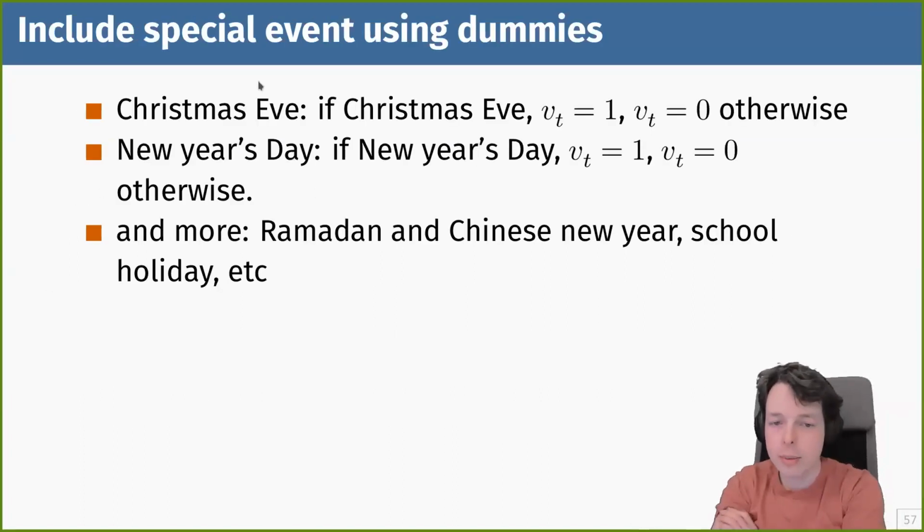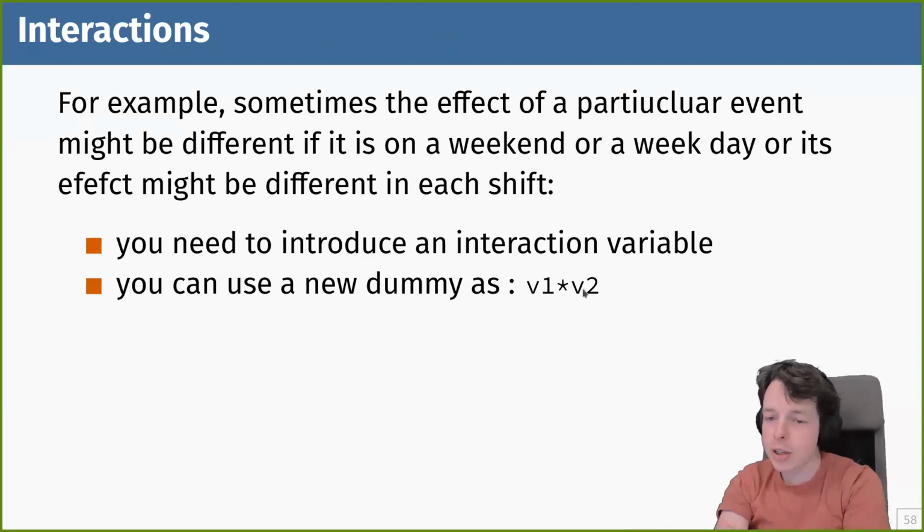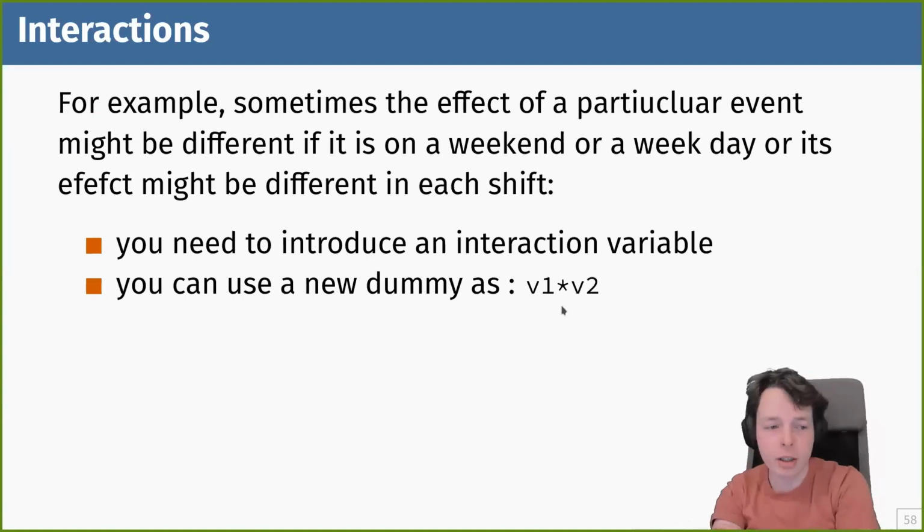So here's some examples of holidays that you might use with a dummy variable. If it's Christmas Eve, then set the value of the holiday to be 1, otherwise use 0. You can also do this for New Year's Day, Ramadan, Chinese New Year, all sorts of different holidays with dummy variables. And I showed you how you can interact two regressors together using this asterisk. This is particularly useful for dummy variables.